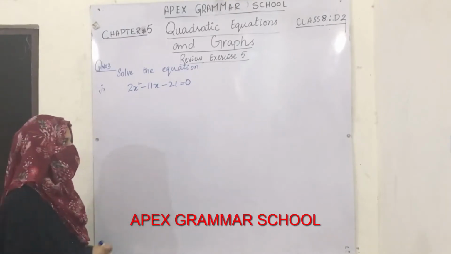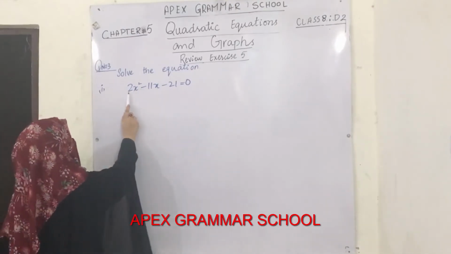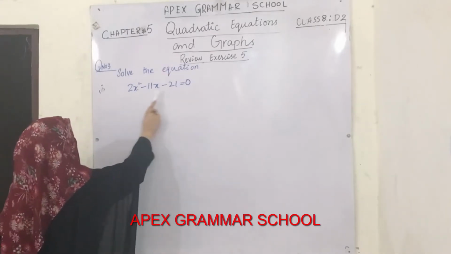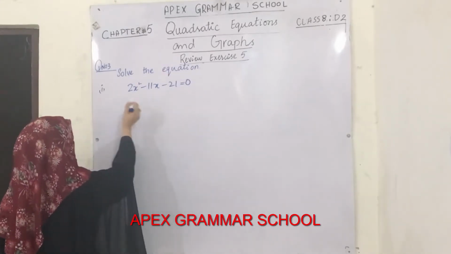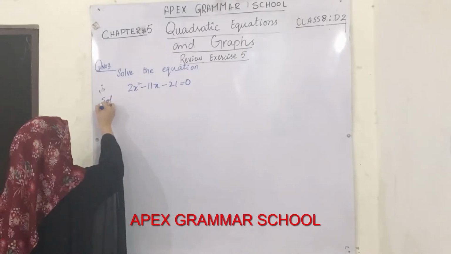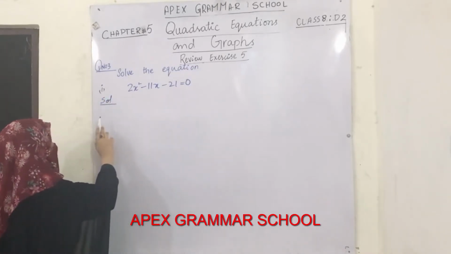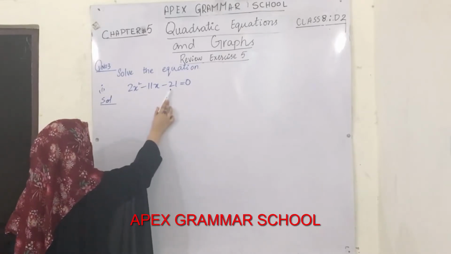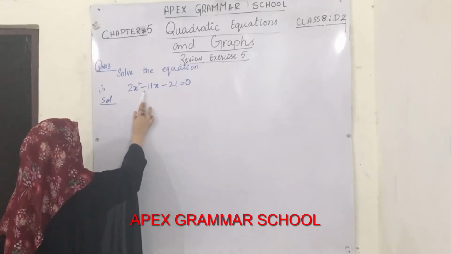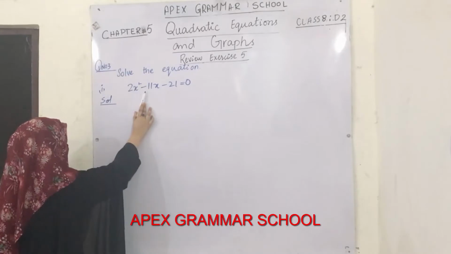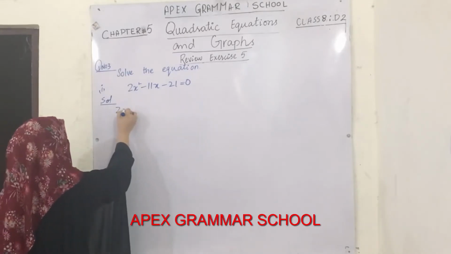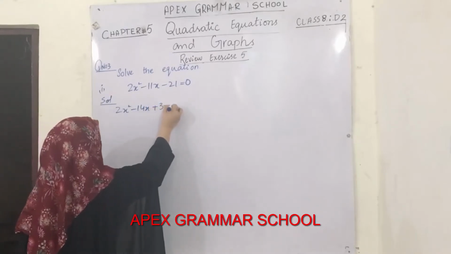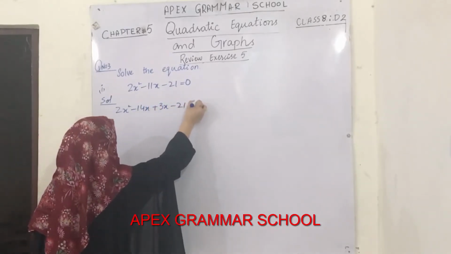Question number 3, first part. Solve the equation 2x² − 11x − 21 = 0. My first and last terms are both not perfect squares, so I am going towards middle term break factorization. I need two numbers whose product is −42x² and which, after adding or subtracting, give −11x. So I came up with the numbers: 2x² − 14x + 3x − 21 = 0.